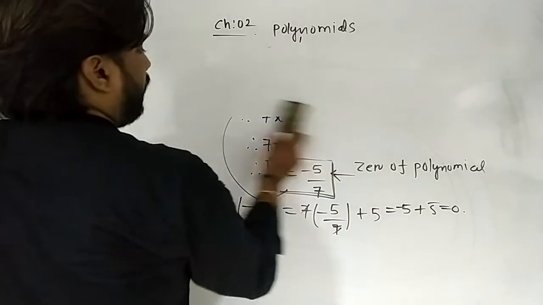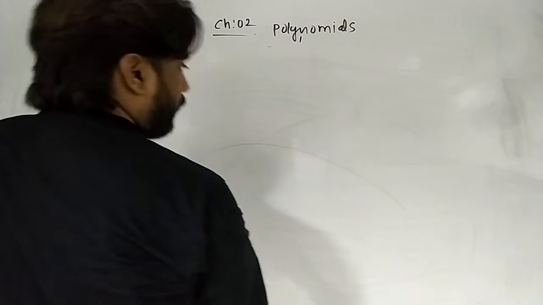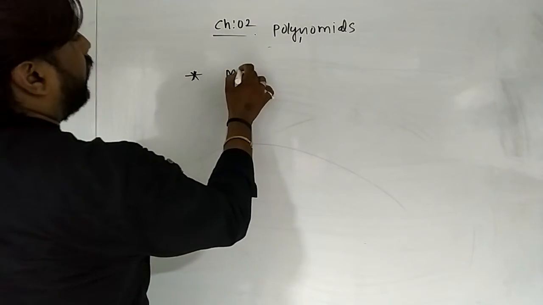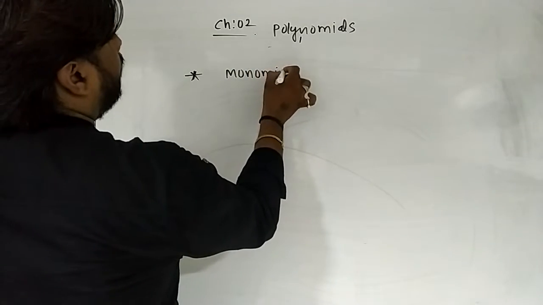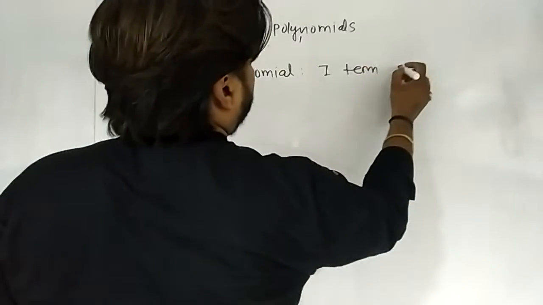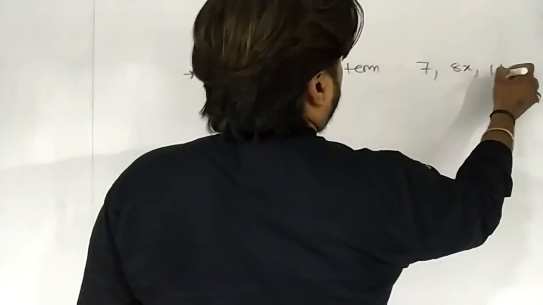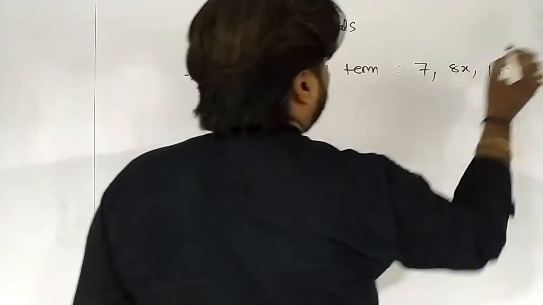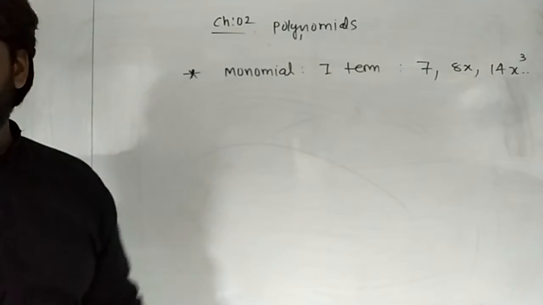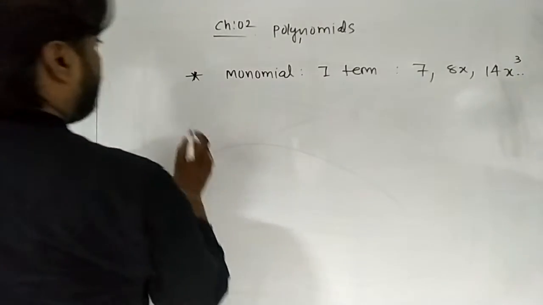Now if there is only one term in a polynomial, then it is known as a monomial, right? Monomial का meaning क्या है, one term. For example 7 and 8x or 14x cube, anything like that. If there is only one term in a polynomial, then it is known as a monomial.